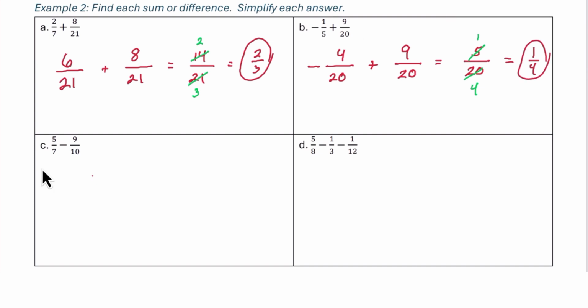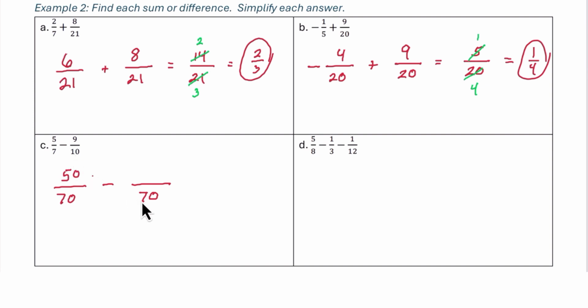In example C, again, we have unlike denominators. So we need to get a common denominator before we subtract. The LCD of 7 and 10 is 70. It's the smallest number that is a multiple of both 7 and 10. 7 will go into 70 10 times. 10 times 5 is 50.